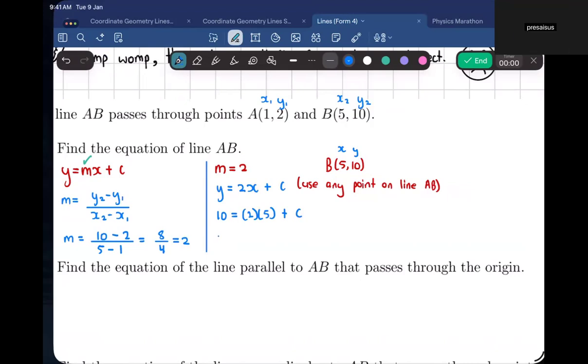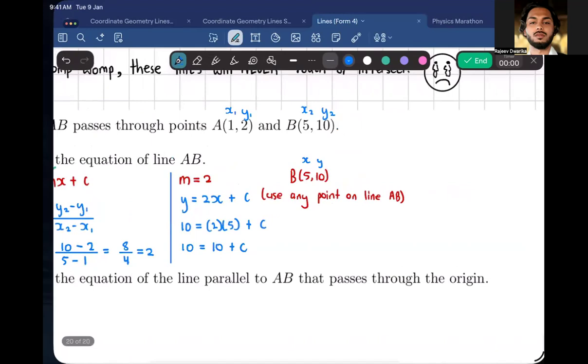Okay, next step. 10 equals... so 2 fives are 10, so 10 equals 10 plus c, right? So you have to switch that around. And c equals 10 minus 10. Yes, that's correct.